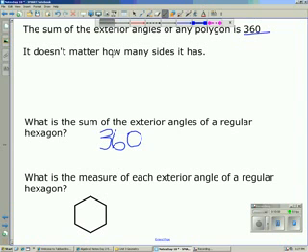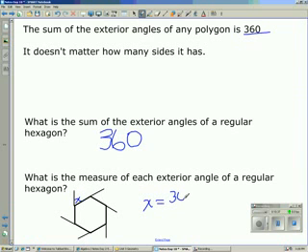There is 6, but those 6 angles don't add up to 180. What do they add up to? Exterior angles. Oh, they add up to 360. You're right. We just learned this and I'm slipping. It's like you weren't even here. But I was. So each of these is going to have to be 360 divided by 6.